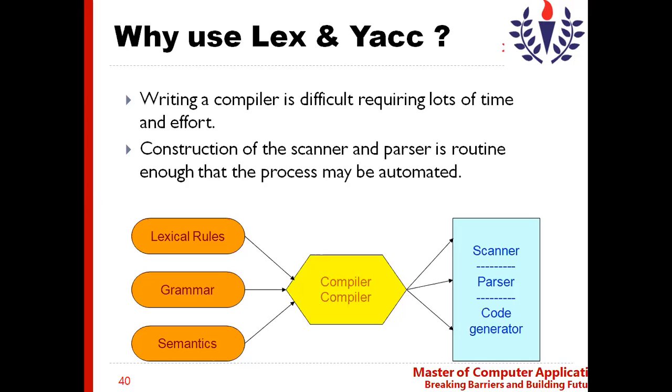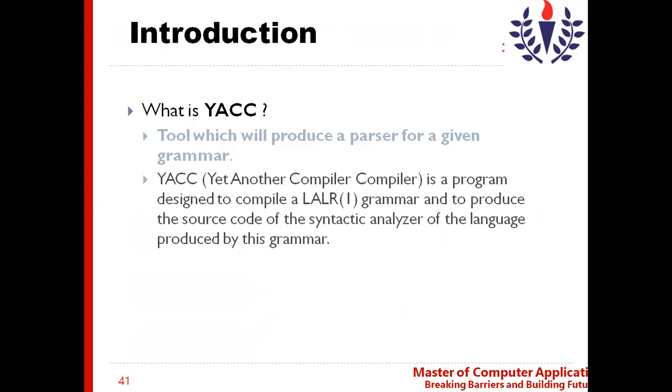The first two parts are scanner and parser. Scanning and parsing will be done with the help of the lexical rules and the grammar. The lexical rules are done with the help of Lex, and the grammar we can create in Yak. So what is Yak? Yak is a tool which will produce a parser for the given grammar.